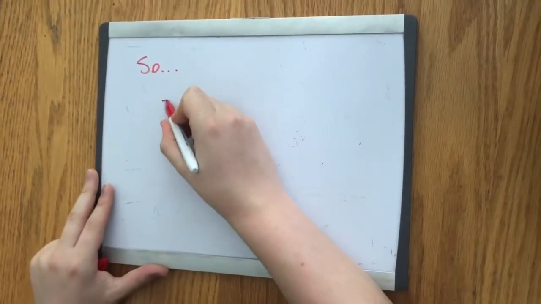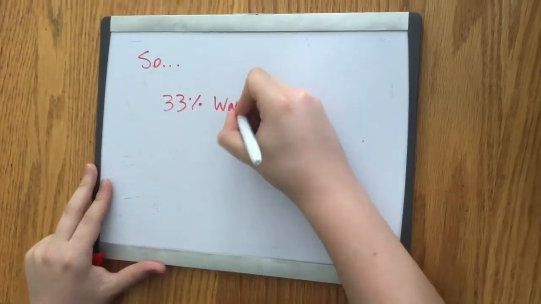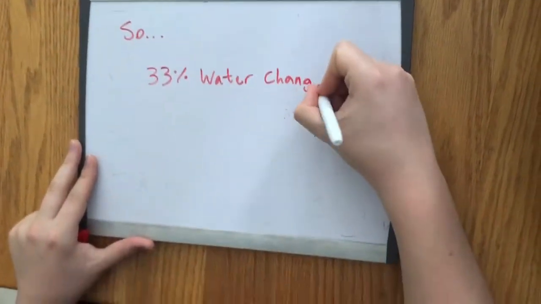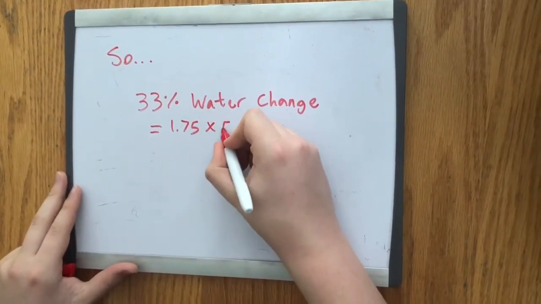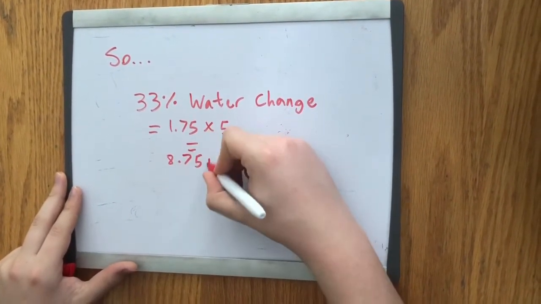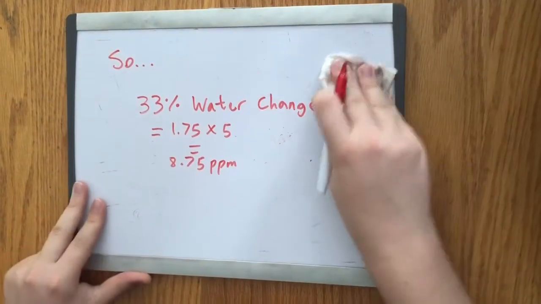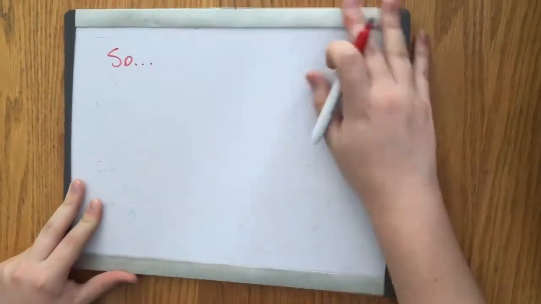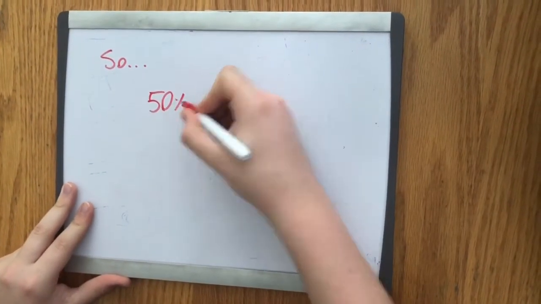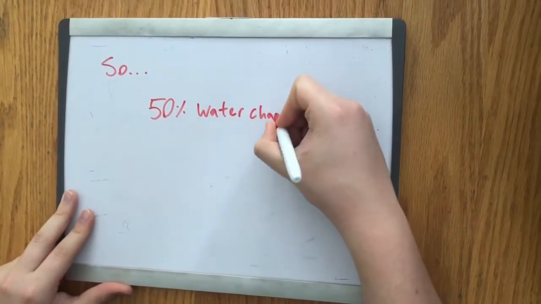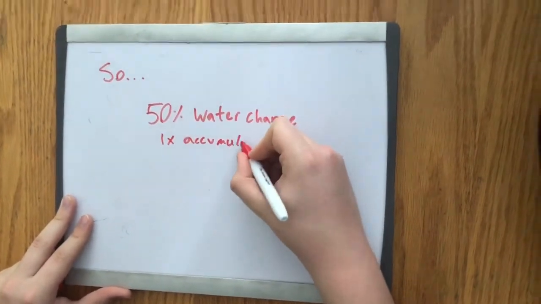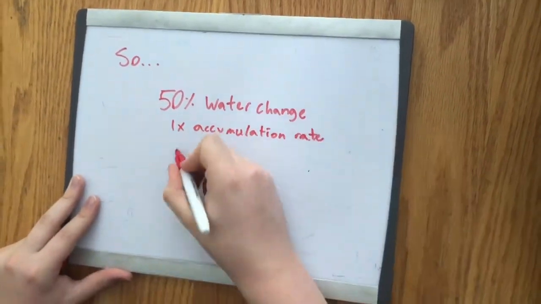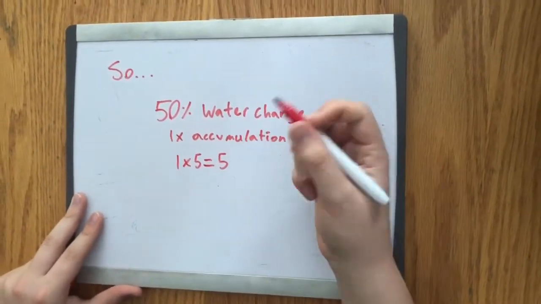Moving on to 33% water changes, it will plateau at 1.75 times the accumulation rate, so 8.75 parts per million. That's not too bad. That's pretty manageable, actually. And now 50% is clearly the best one as far as a low number to plateau. It's actually 1 times the accumulation rate of 5. So 1 times 5 is 5.